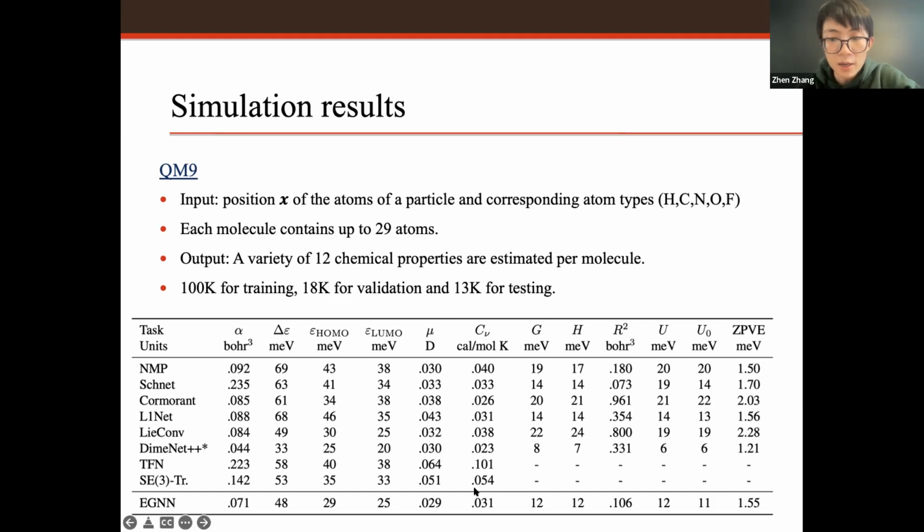However, this is not the best in all cases. In some cases, it's not as good as some of the existing methods. For example, compared to DimeNet++, in most of the cases it's not as good, but it beats a lot of the baseline methods.